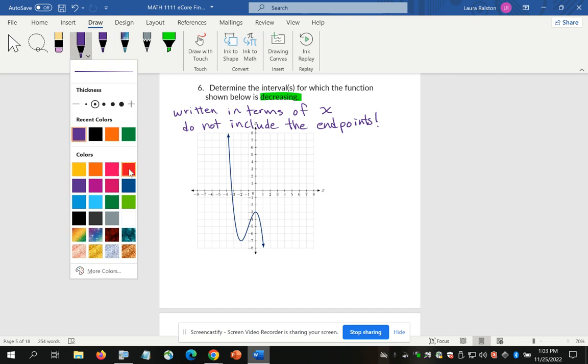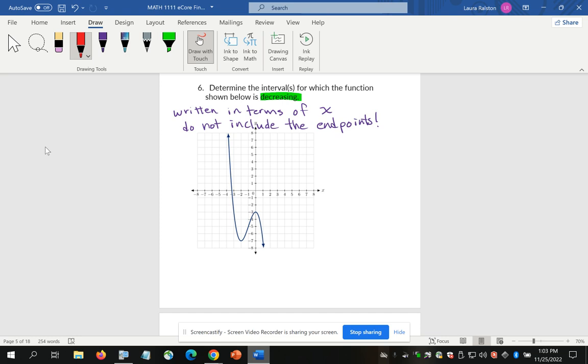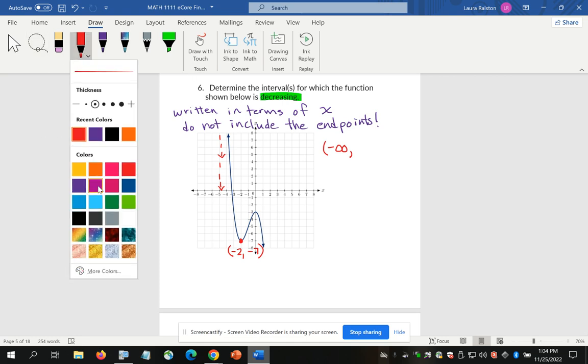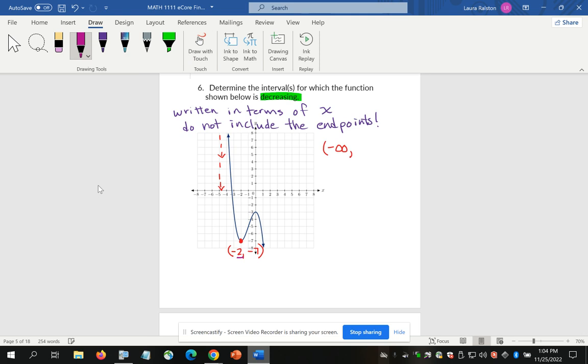So remember, the idea of decreasing means it's going down. So if I start on the left and look at how this graph works, it does appear to be going down. And we started at negative infinity because the arrow's on the end, and we continue going down until we get to this point here, which is at the ordered pair negative 2, negative 7. The x coordinate of that point is negative 2. So we keep going down until we get to negative 2. We're not going to include the endpoint, so we use parentheses.